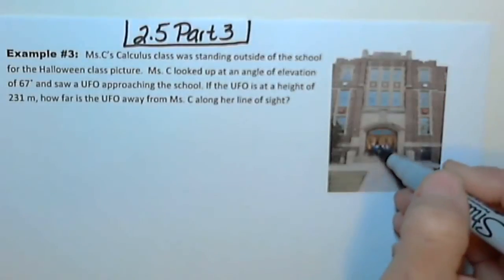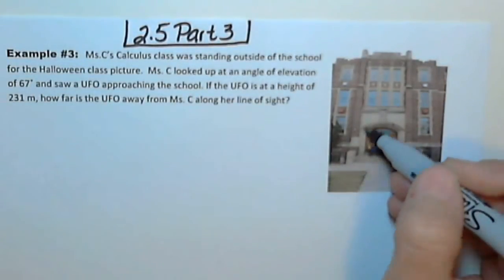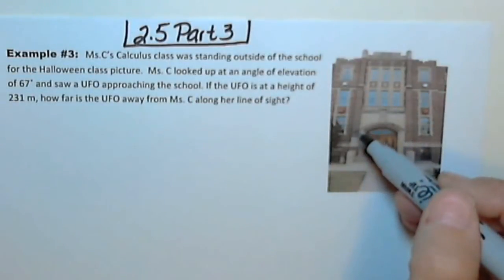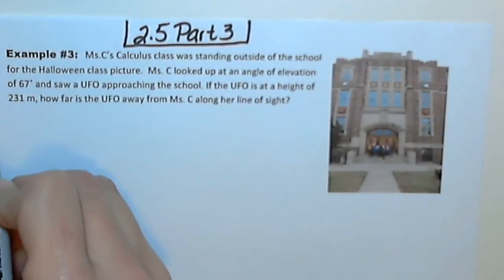Miss C looked up at an angle of elevation, she's over here, of 67 degrees. So she looked up and she saw a UFO approaching the school. If the UFO was at a height of 231 meters, how far is the UFO away from Miss C along her line of sight? So a bunch of questions here that you have to answer. You have to understand the language of it first of all.